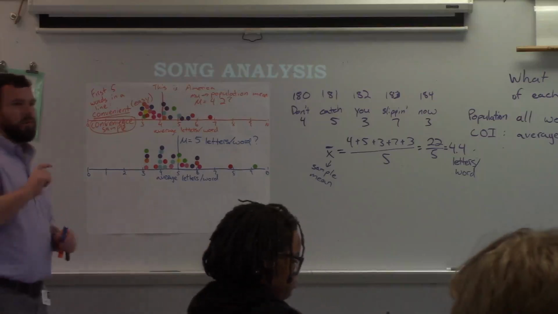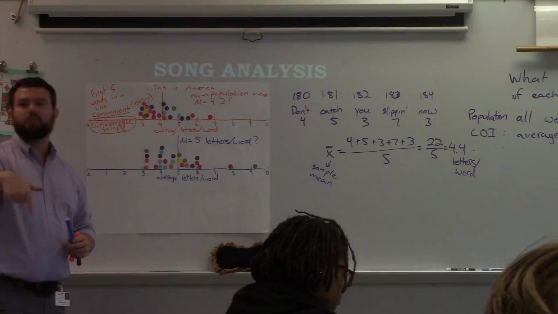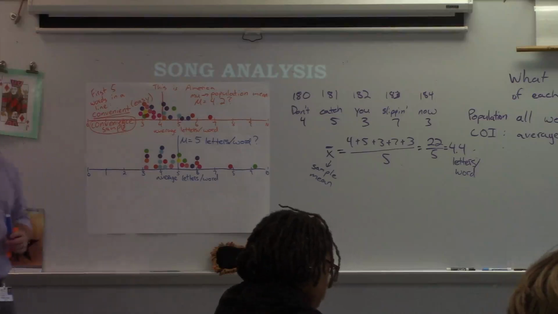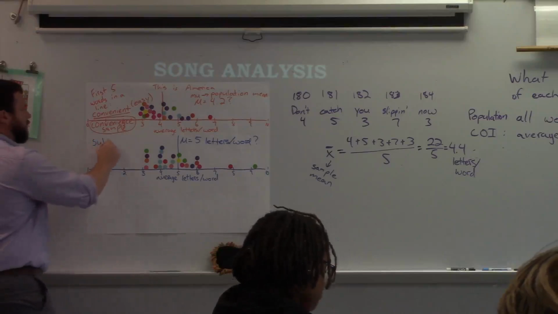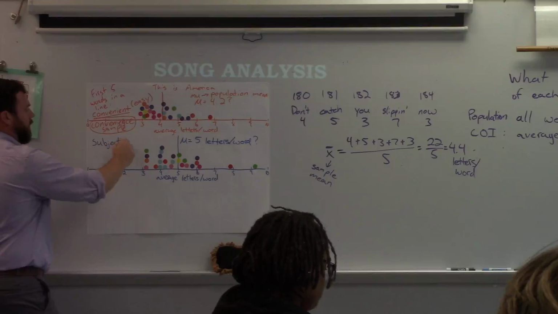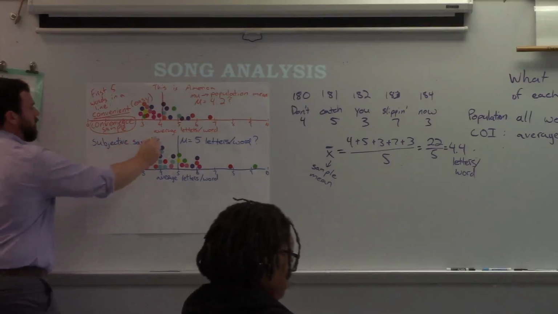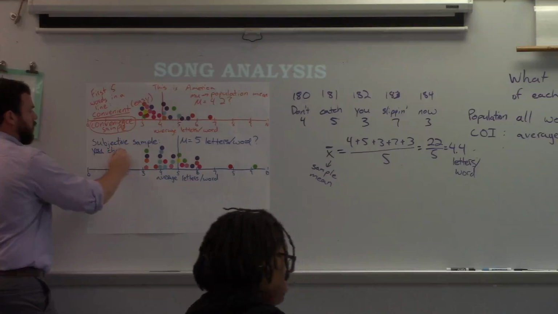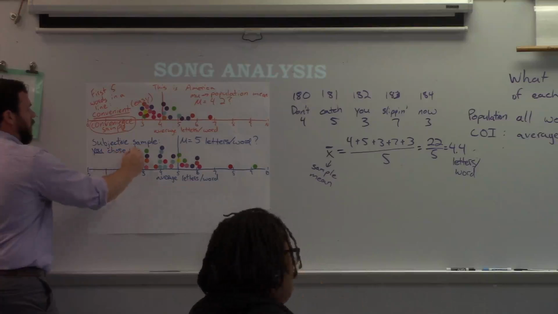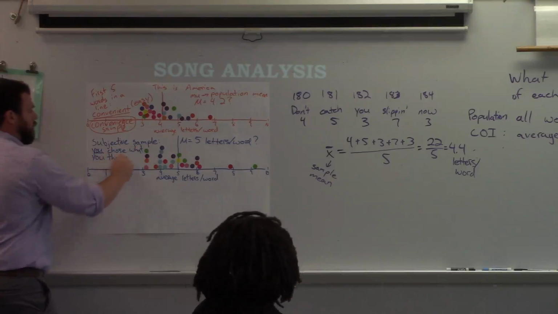Now, when you make a judgment call, when you make a choice about what you think something might be, that is known as something being subjective. So this is a subjective sample, right? You chose what you thought might be represented.